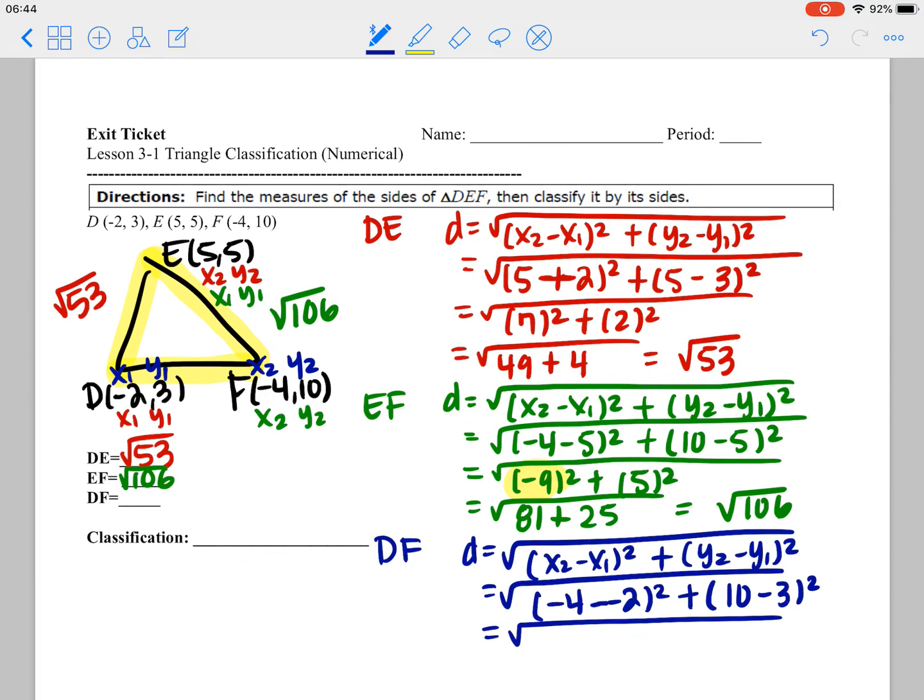Recall that two negatives turn into a positive, so negative 4 plus 2 is negative 2 squared, plus 7 squared. Negative 2 squared gives me 4, and 7 squared is 49. And I start noticing that this is going to be exactly the same length as side DE, square root of 53. So DF is the square root of 53.